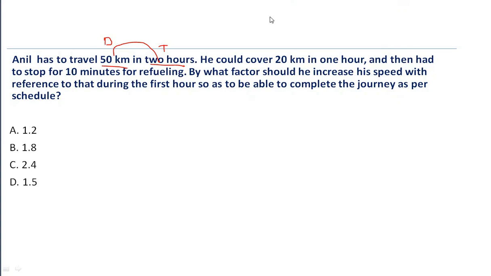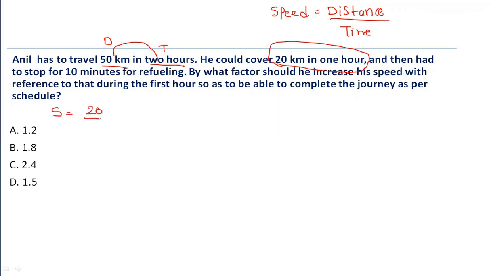So what is this question, guys? This question is from the time, speed, distance concept. What is the basic formula in time, speed, distance? Speed is equal to distance divided by time. Here, 20 kilometers in 1 hour indirectly gives us the value of speed. If you have to find the speed, distance is 20 kilometers and time is 1 hour. So 20 kmph is the speed that Anil has maintained for the first hour.